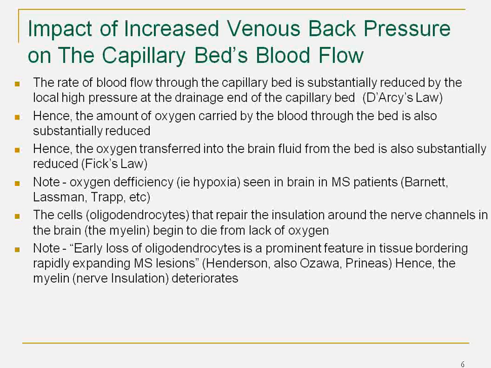Is that observed in the real world? Well, yes, it is. Here's a quote from Henderson that says, "Early loss of oligodendrocytes is a prominent feature in tissue bordering rapidly expanding MS lesions." So he also refers to the fact that these lesions are expanding as one moves up into the venule end of the capillary bed. There are other scientists who have made similar observations that the oligodendrocytes become rarer and rarer in MS patients. As a result of the loss of the oligodendrocytes, the myelin deteriorates.